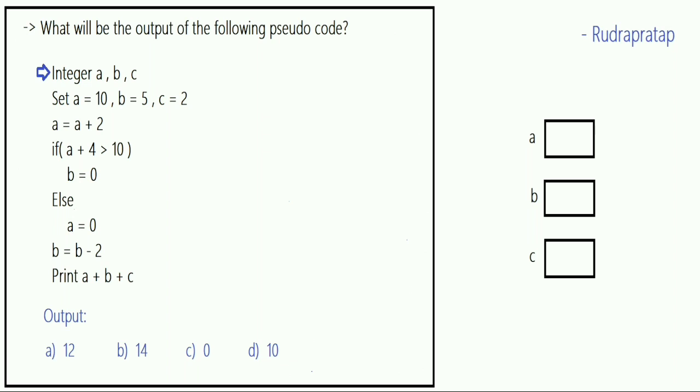So in this question we have again three variables a, b and c, and on the next statement we got the initial values of the variables. So value of a is 10, value of b is 5, value of c is 2, and after that we have statement a equal to a plus 2. So 10 plus 2 is 12, and 12 is assigned to the variable a.